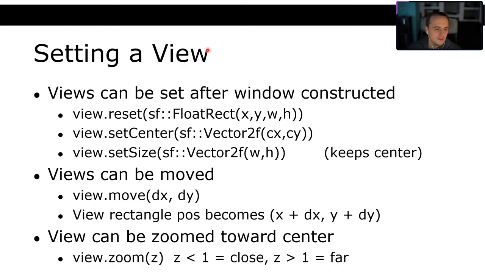So if we want to set a view, it can be set in a number of ways. We looked at this a bit before in the tutorial slide, but views can be set after the window is constructed as well. So we can say, okay, view.reset, and we can pass in a float rect, or we can say view.setCenter, and we can pass in a center X and a center Y. If we say set center, then what's going to happen is the width and the height of the view are going to remain the same.